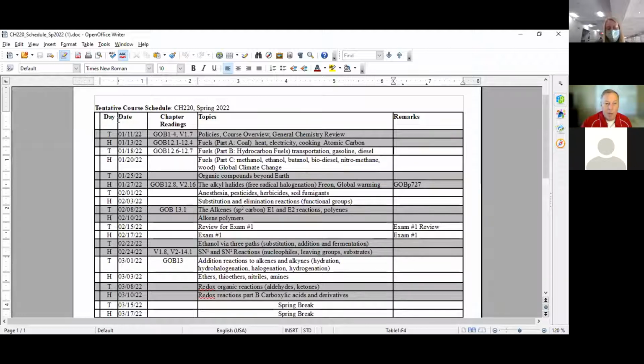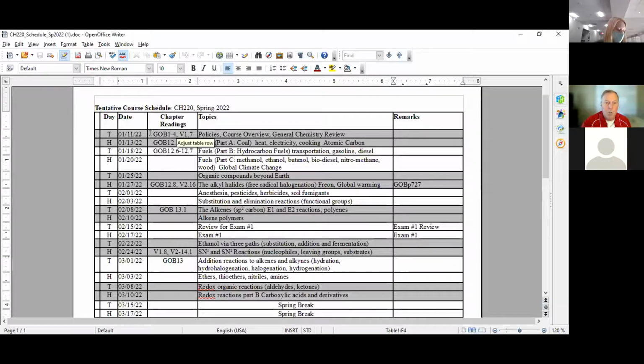Now, the thing that you have to know here is tentative course schedule. Again, a very fluid situation. So here we are today, Tuesday, the 11th, and then policies, course overview, and a quick general chemistry review at the end of my little intro spiel here.